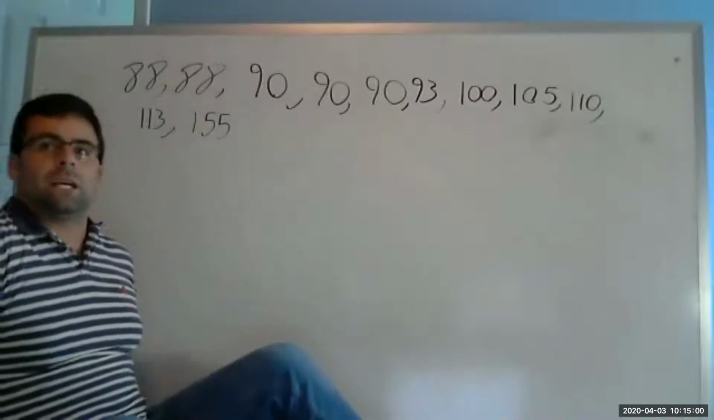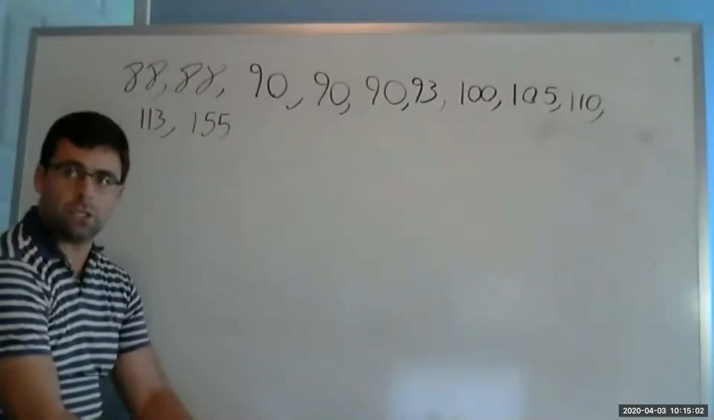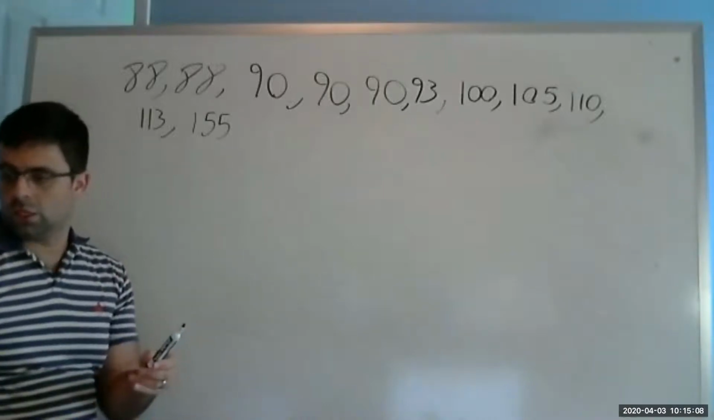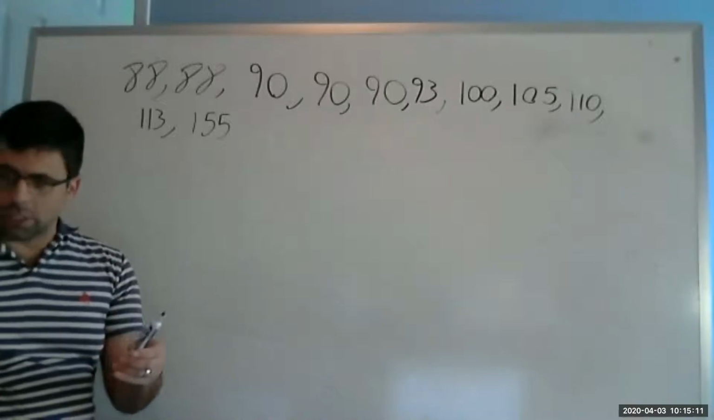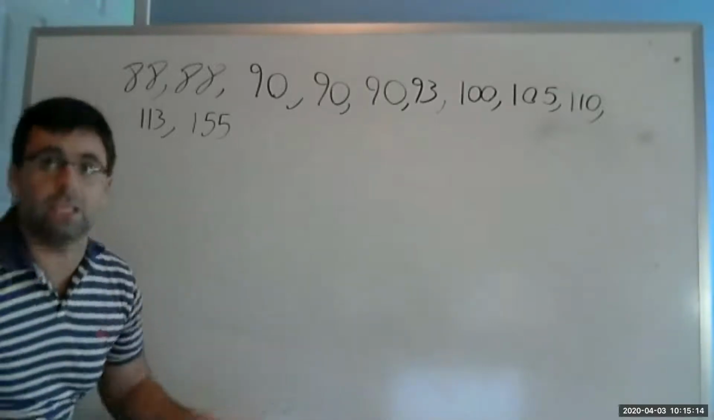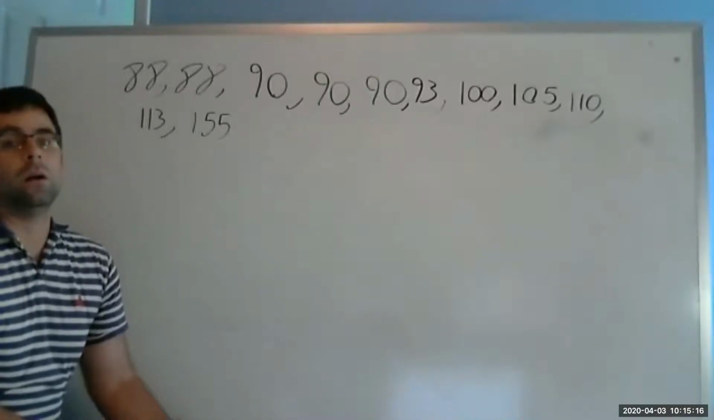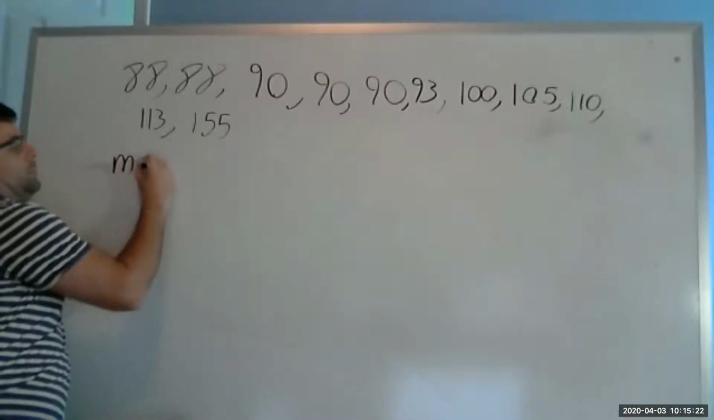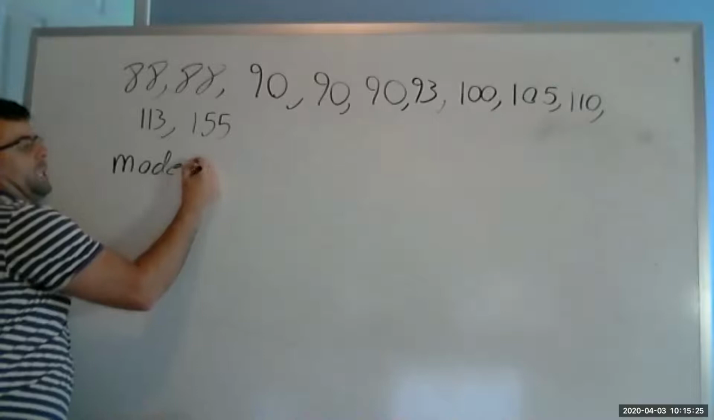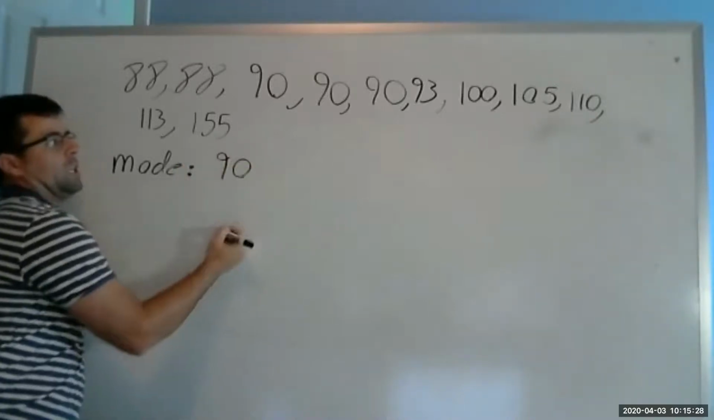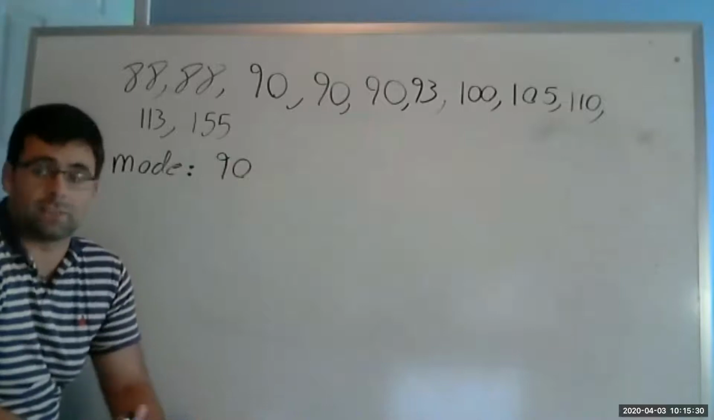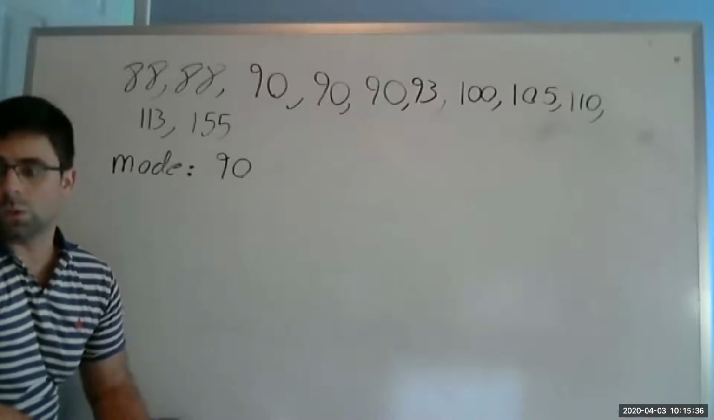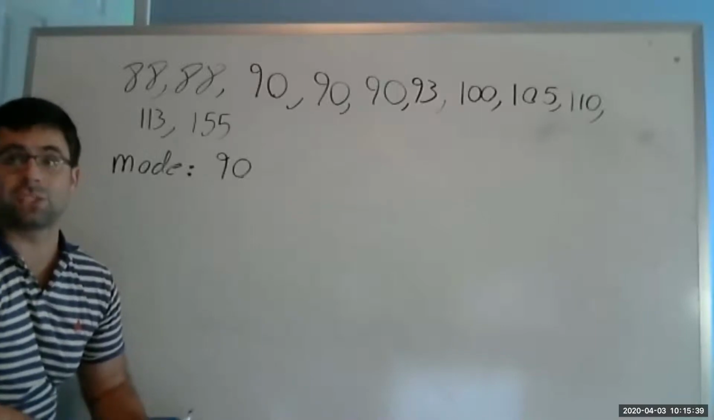All right. So I've got the numbers up here. Let's go for the easy one. What is the mode? 90. Yeah, exactly right. The mode is 90 because there's 3 of them, and that's the thing that there are the most of. So the mode is usually the easiest one to find, especially after you've listed them.